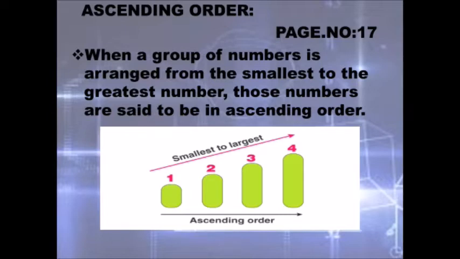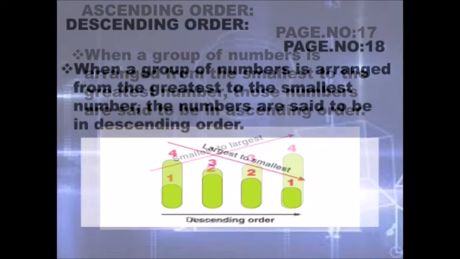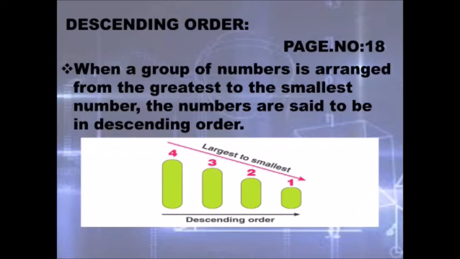When a group of numbers is arranged from the smallest to the greatest number, those numbers are said to be in ascending order. So if you arrange the numbers from smallest to the largest, it is called ascending order. Next, descending order. What is meant by descending order? When a group of numbers is arranged from the greatest to the smallest number, those numbers are said to be in descending order. So descending order means to arrange the numbers from greatest to the smallest number.